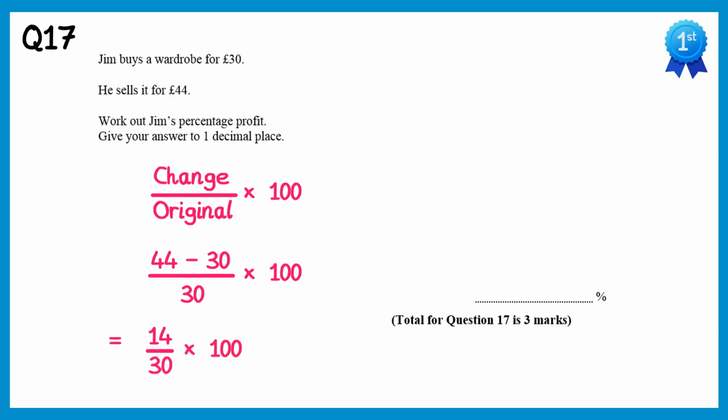If you type this into your calculator, we get 46.6 recurring. Notice in the question it said to give your answer to one decimal place, so if we rounded this, it would be 46.7%.